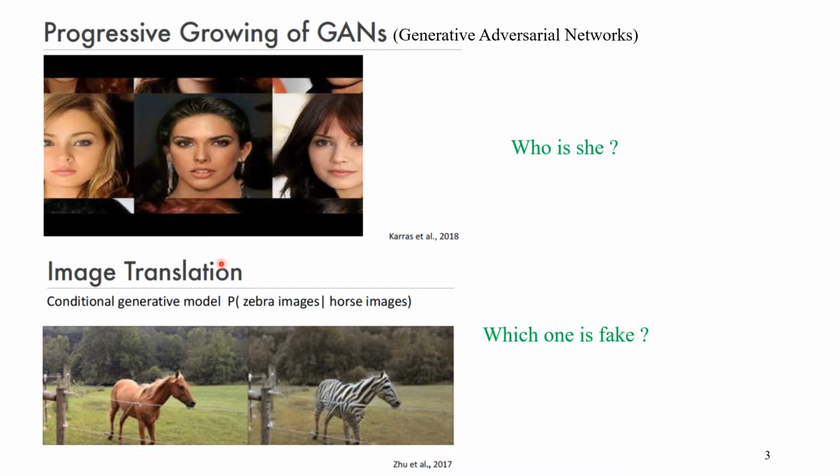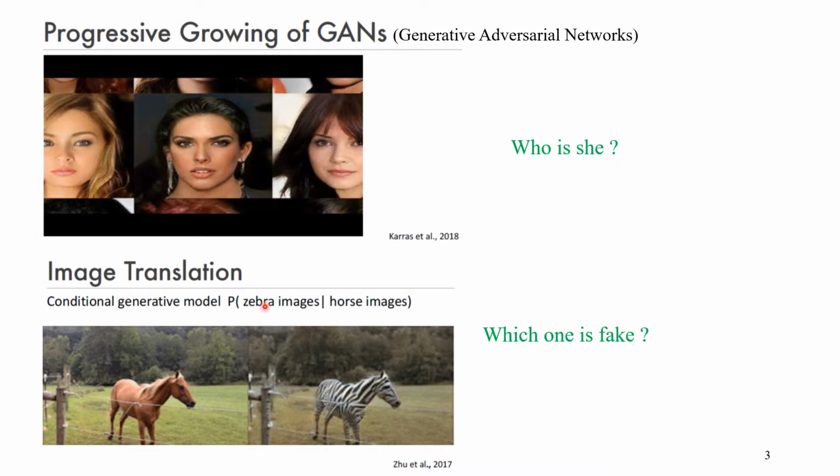What's happening here is you have a lot of images of celebrities, famous actresses, something like that. And then you train the GAN using those images. Then after that, you ask the GAN algorithm to generate an image. So that's the result of GAN. By training on a lot of celebrity images, it generates very clear images of women.